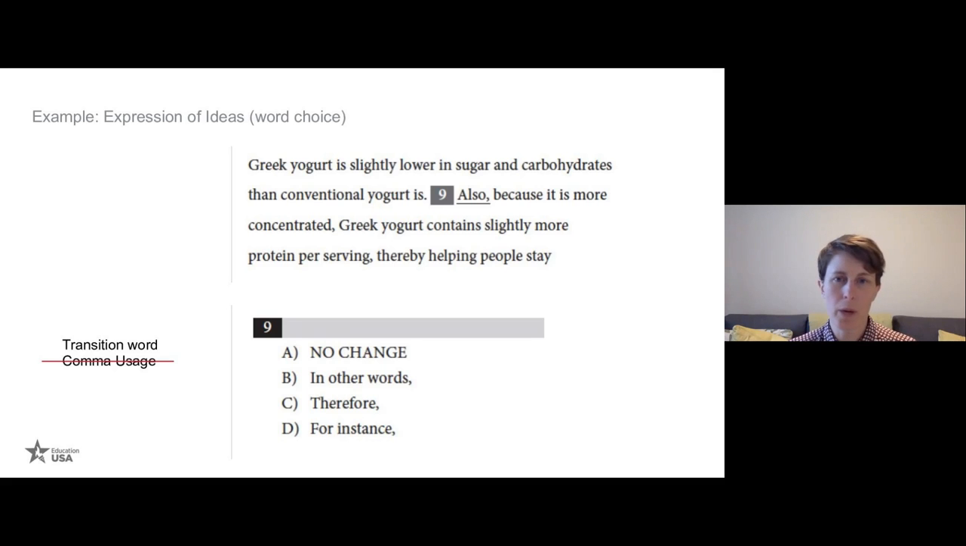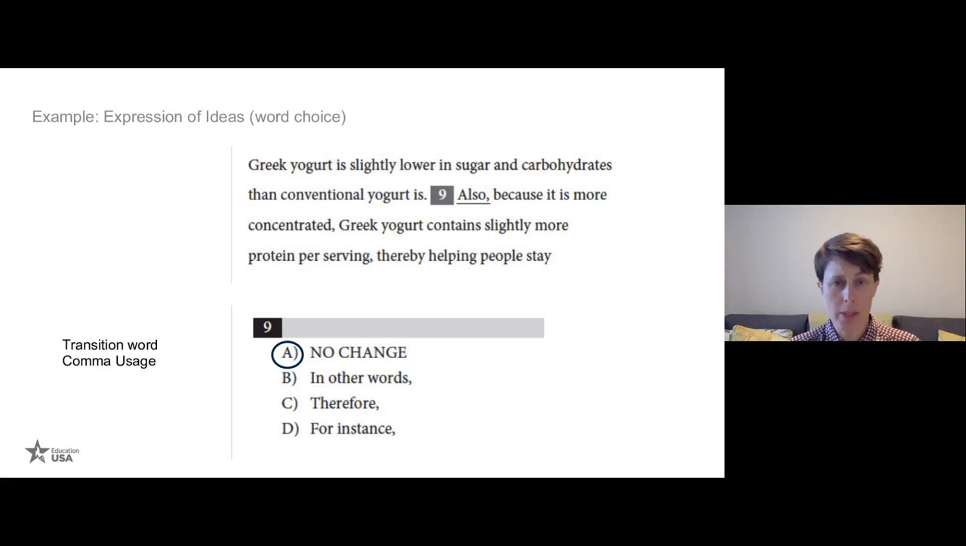Okay, so for the most part, folks are getting this right, but quite a few picked C. So it's really important to, again, consider the relationship of what's going on here. The first sentence is Greek yogurt is slightly lower in sugar and carbohydrates. Therefore is a cause and effect word. So you would then be saying, therefore, Greek yogurt contains more protein. So you're saying there's some sort of relationship that sugar and carbohydrates therefore makes it have more protein.